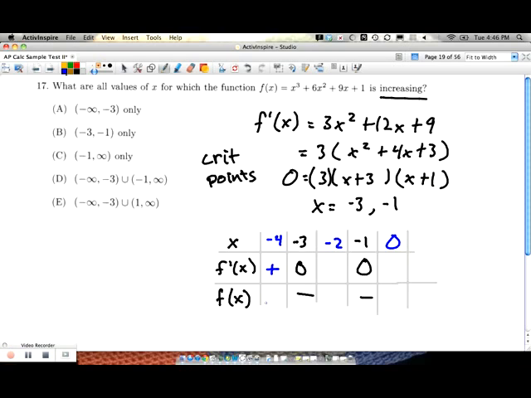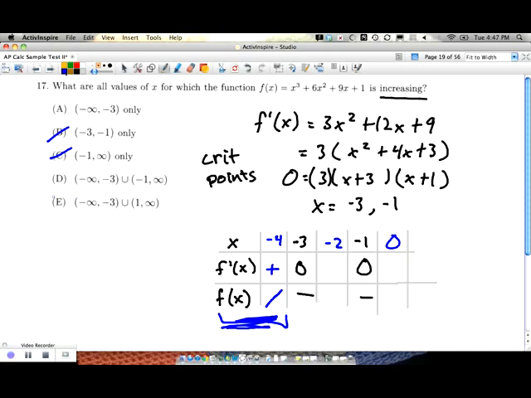That means it's increasing. I could already start to look at some of my answers here. I know that A is potentially correct. B is for sure wrong because it doesn't include negative infinity up until negative 3, which is that interval there. Negative 1 to infinity only is wrong because it needs to include this area in the beginning that we were just looking at. So it's either A, D, or E.